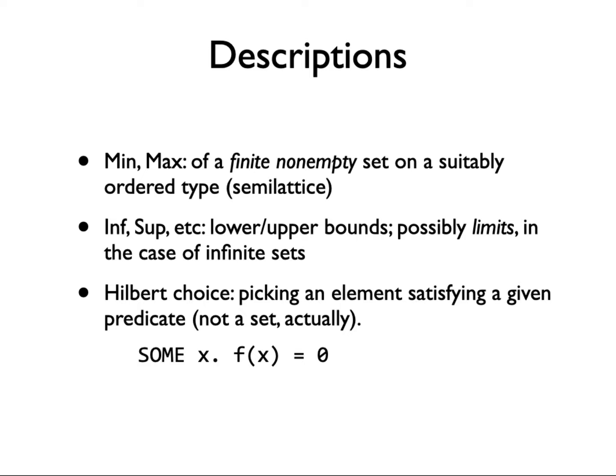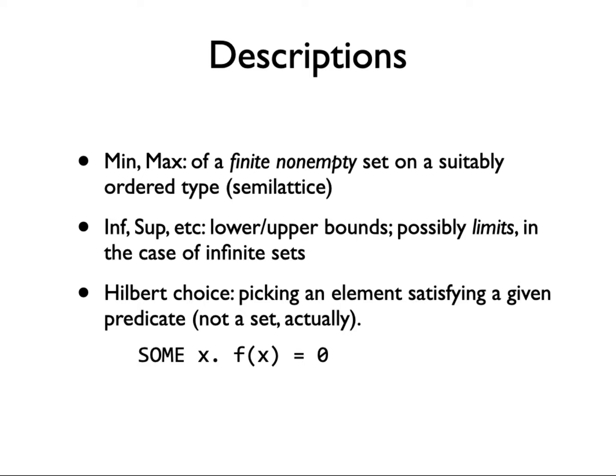So this Hilbert operator, which is written epsilon and takes a variable, so x, which is a great variable name. What I've written there is epsilon x such that f of x equals 0. Now, there are two possibilities. Either such an x exists, in which case epsilon will give us one of them. We have no idea which one, but it will give us one. Or it's possible that no such x exists, in which case the value of epsilon can be anything at all, but it will have the expected type, whatever the type of x is. So it's a description because that value is being denoted by a property, namely f of x equals 0.